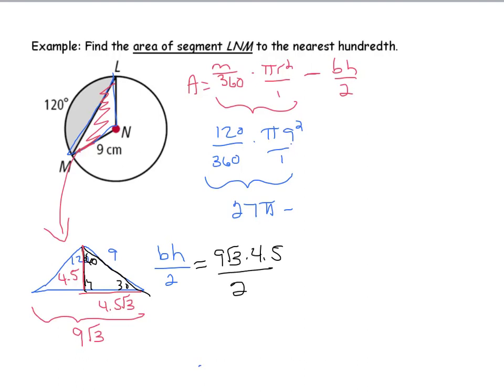If I type all of that into my calculator, I get 35.07. So now all I have to do is take 27 pi minus 35.07, and I get my area, which is 49.75. Remember, it's the nearest hundredth, and then it's going to be centimeters squared.